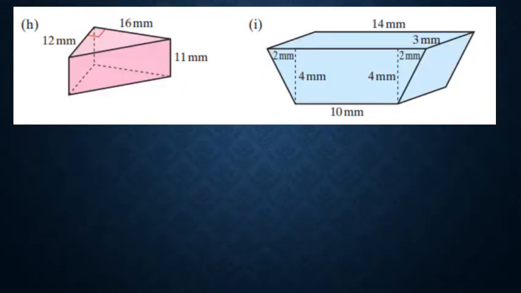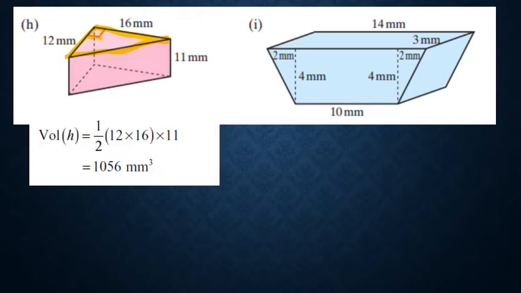Okay, so part H is a prism, so we're going to work out the area of the cross section, which is on top there. So that's a triangle, so it's going to be half of 12 times 16. You can see that they're perpendicular there. And then multiply that by 11 because that's the length of the prism, and that gives us 1,056 millimeters cubed. Part I is also a prism.